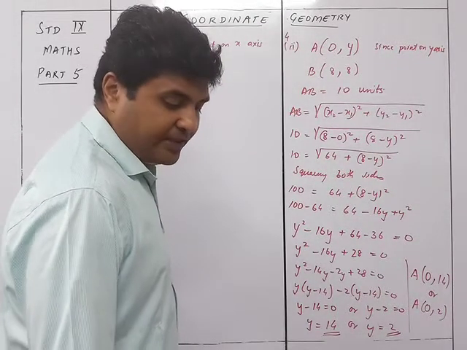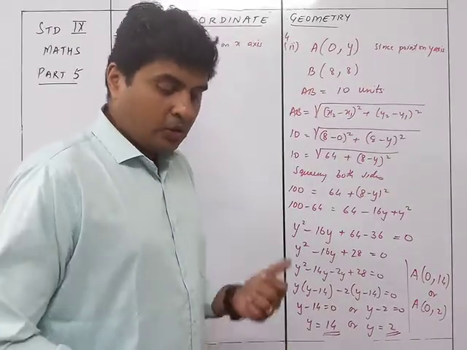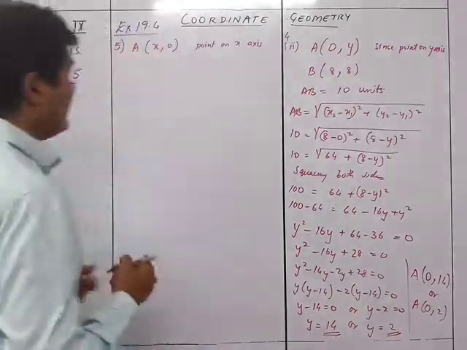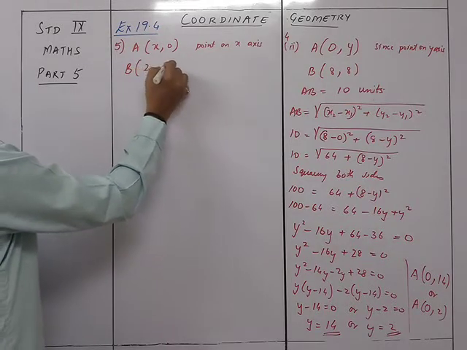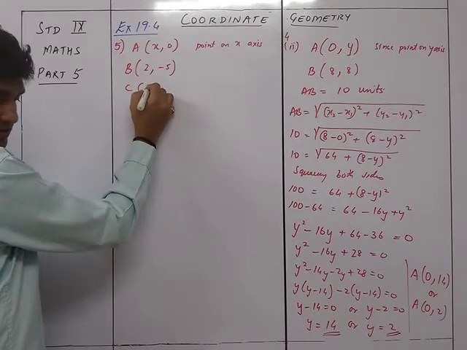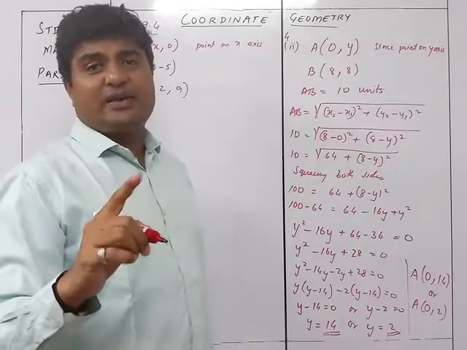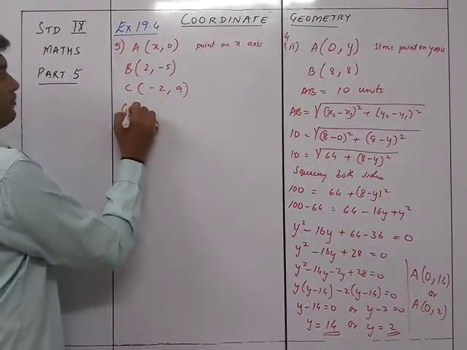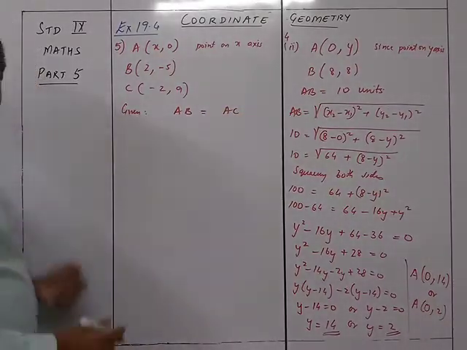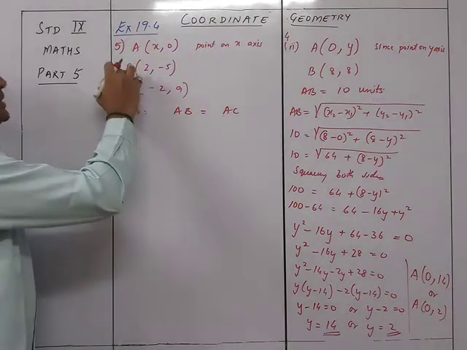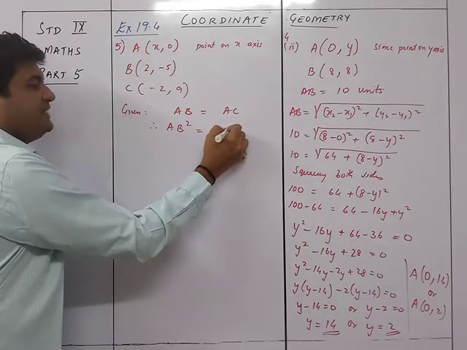The next is which is equidistant. Now it is given that it is equidistant from the points 2 comma minus 5 and minus 2 comma 9. So it is given that B is 2 comma minus 5 and point C is minus 2 comma 9. It is given that point A is equidistant from both the points. That means AB is equals to AC. Therefore, AB square is equals to AC square.